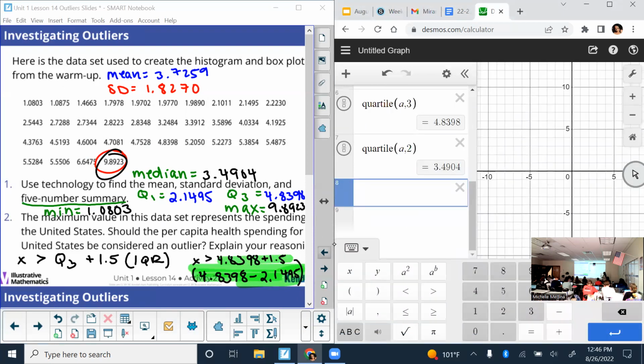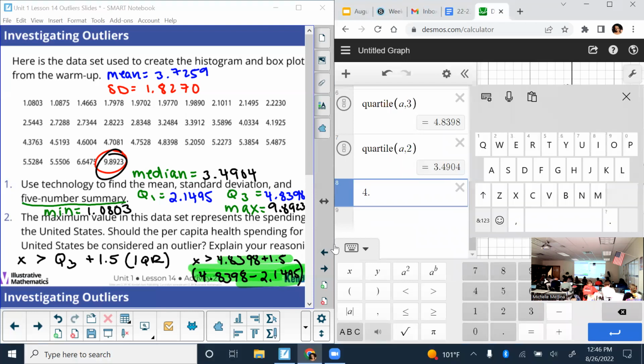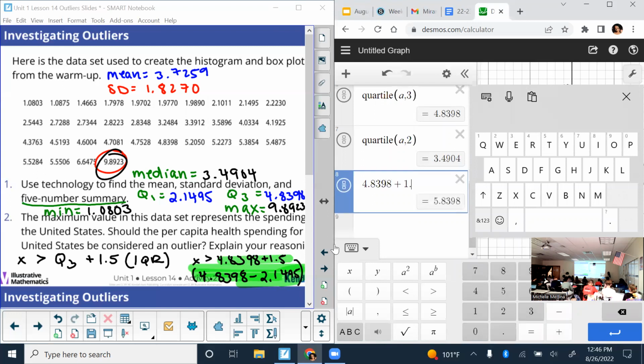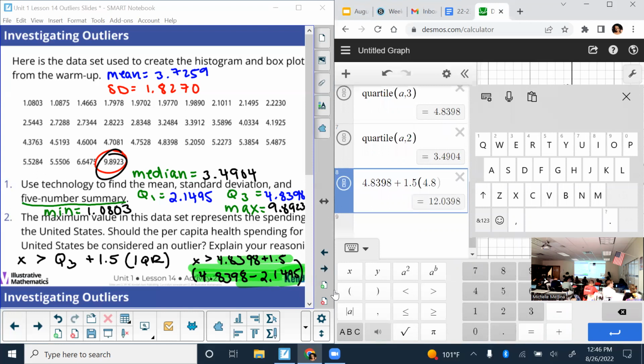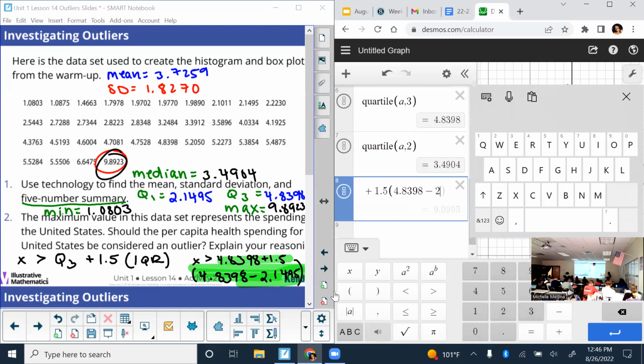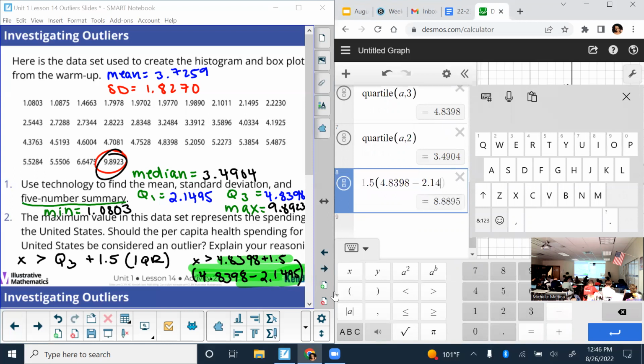All right, so type it in: 4.8398 plus 1.5 parentheses 4.8398 minus 2.1495. All right, all I did was type in what I highlighted in the green and look at the number that it spits out.